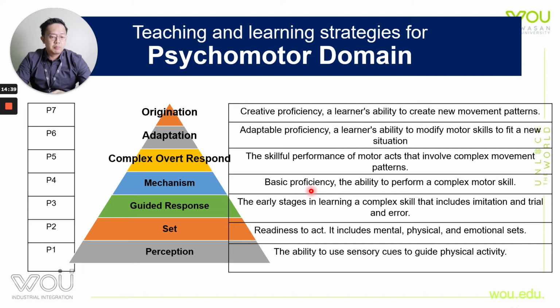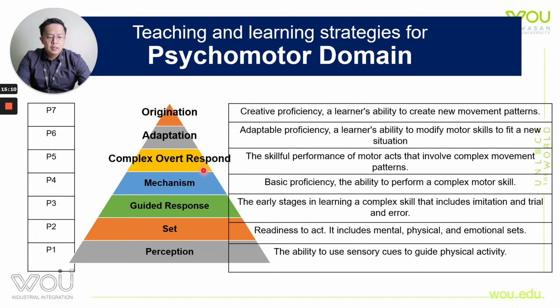This is mechanism. So the difference between mechanism and guided response is that in guided response, the presence of the lecturer is available over there. It's either the lecturer present physically, or the lecturer actually provided some notes or guides for the students, for them to follow. Okay, so the guided response focuses on imitation, meaning whether the students can follow specific instructions and conduct a specific skill. While mechanism means that they are basically able to perform the complete motor skill at a basic proficiency level.